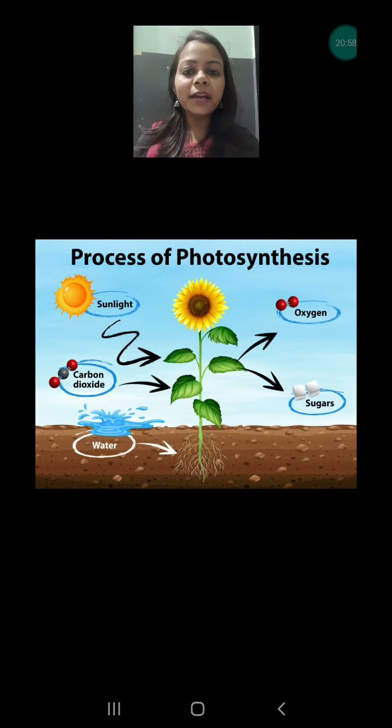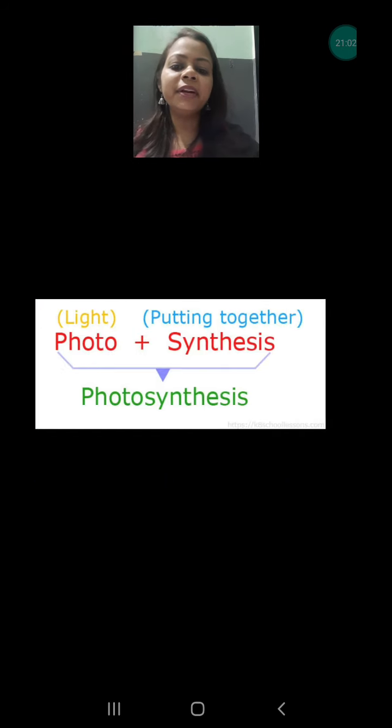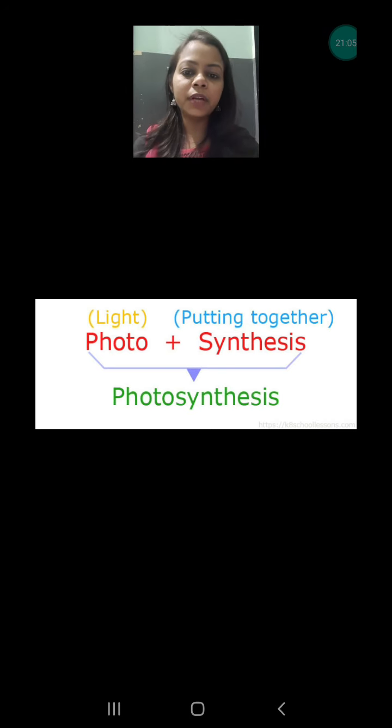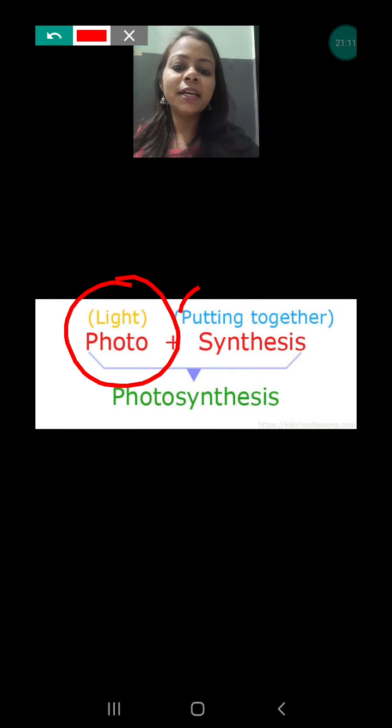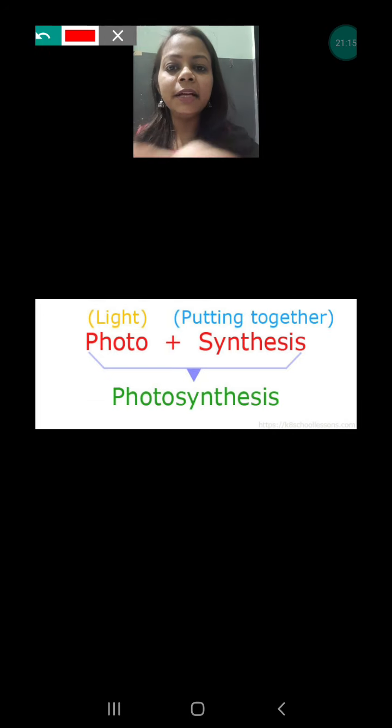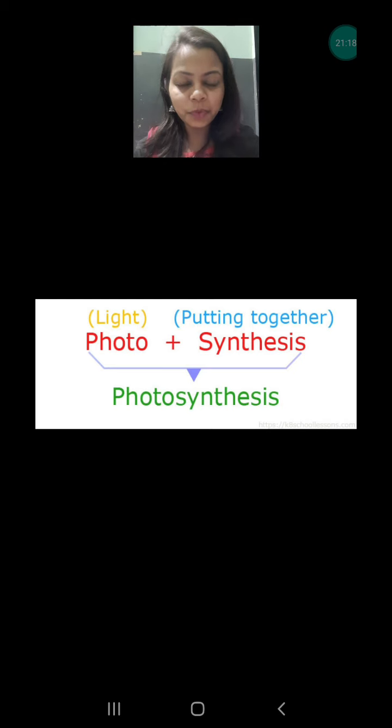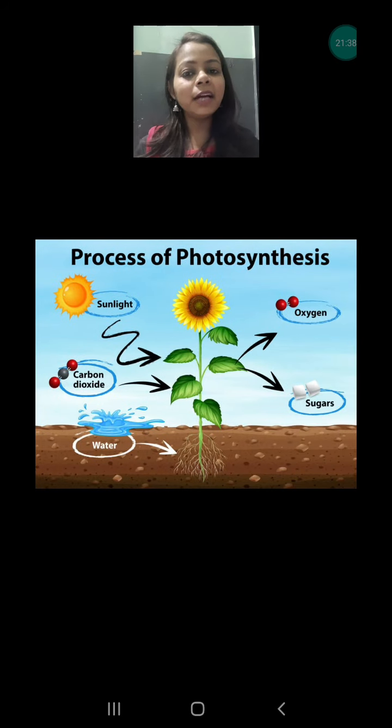Now one more time we are going to learn about photosynthesis. I have already explained, but let's see it one more time. If we break the word photosynthesis, we get two words: photo and synthesis. Photo means light. Which light? Not the tube light, but the sunlight. Synthesis means putting together. That means in the presence of sunlight we put together all the ingredients, that means water and carbon dioxide, and then food is prepared, which is known as photosynthesis. So photosynthesis is the process in which carbon dioxide is used in the presence of sunlight and chlorophyll, and glucose is made in this process.